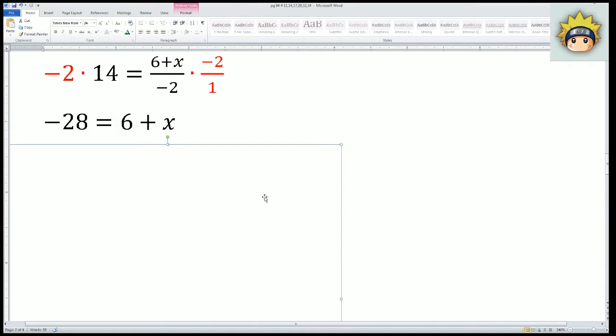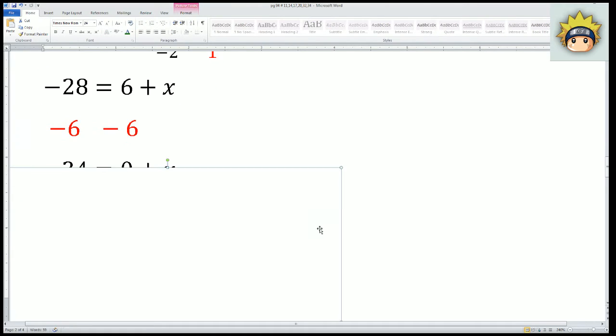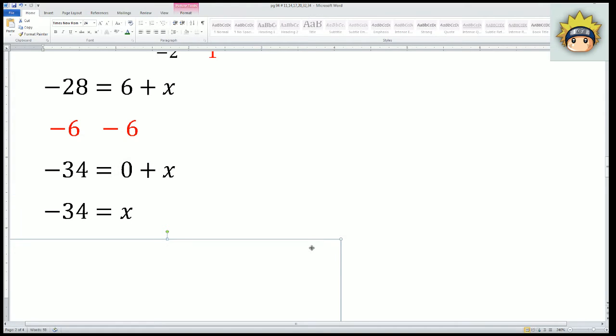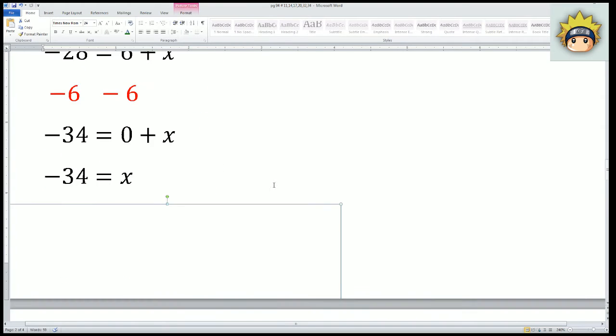Now it becomes simple like before. To get rid of the 6, we subtract 6 from both sides. Simplify down: negative 28 plus negative 6 is negative 34. 6 plus negative 6 is 0. Bring down the x. We don't ever write the plus 0, so it just becomes x equals negative 34. You could again check by just plugging it back in.